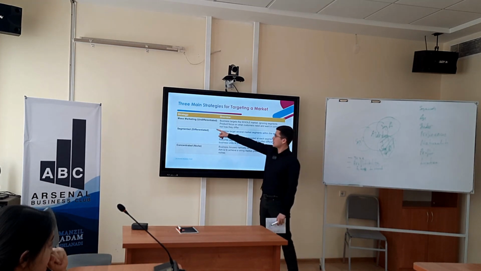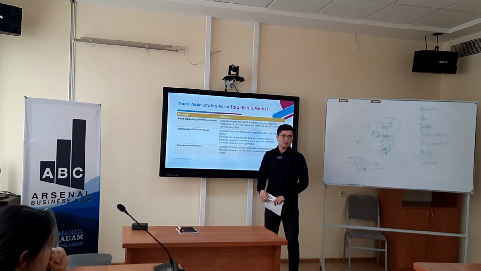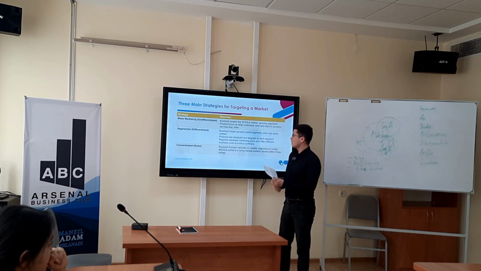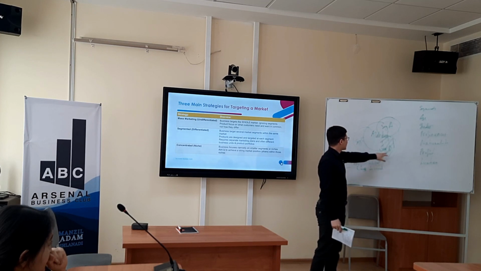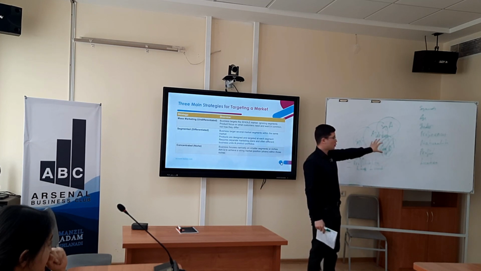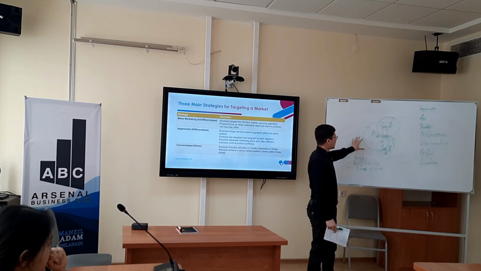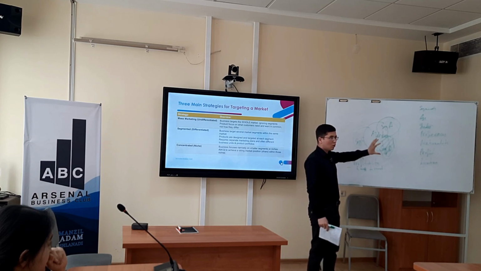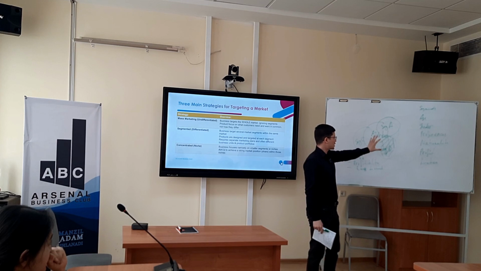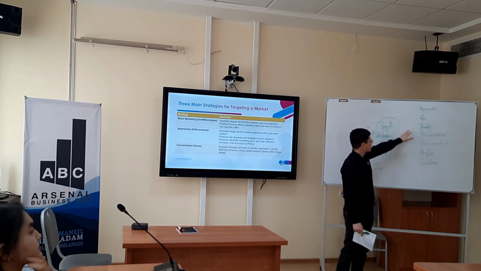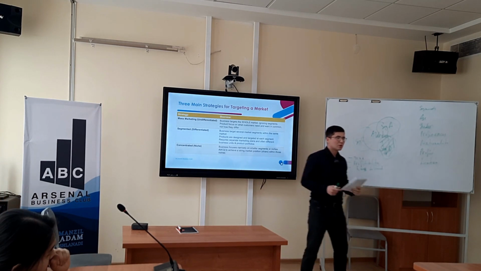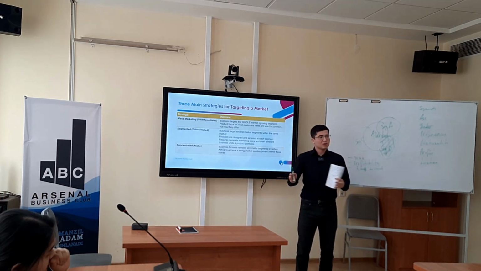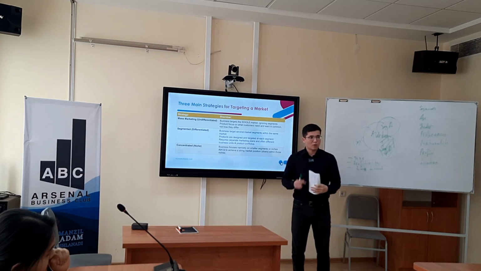The first one is mass marketing or undifferentiated targeting. Undifferentiated means that we're choosing the whole market, not segment A, segment B, or C. We're just choosing the whole market itself, and we're going to sell our product to all of the customers of the market. It doesn't matter what their age is, their profit, or their location. We should choose their common interests and sell our product to all of them.